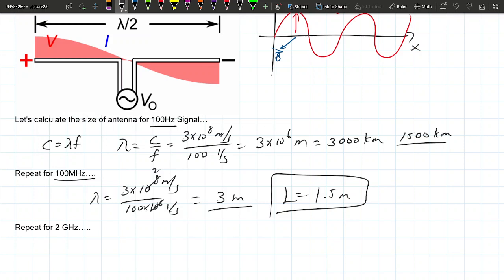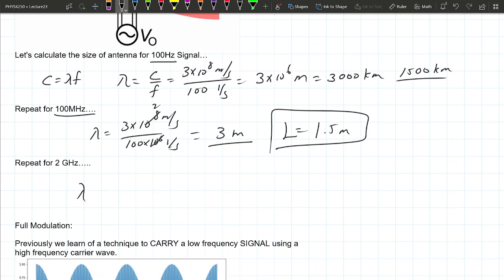Let's repeat this for 2 gigahertz, just to be a little annoying.